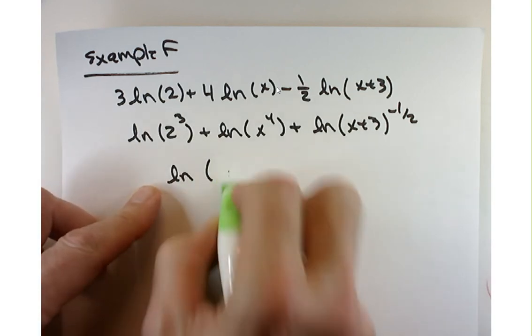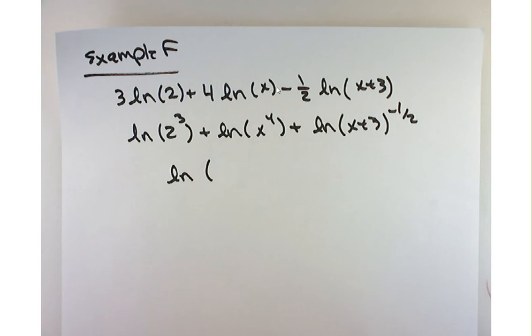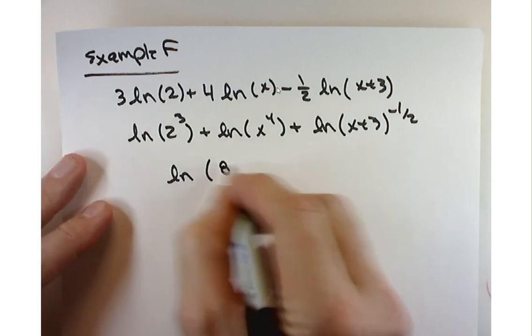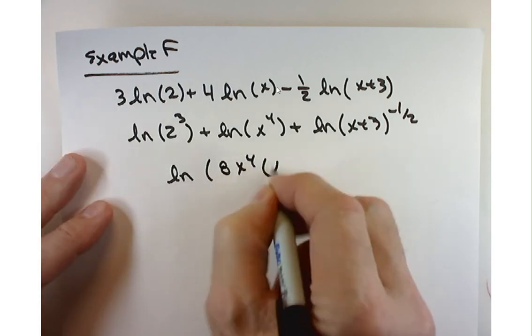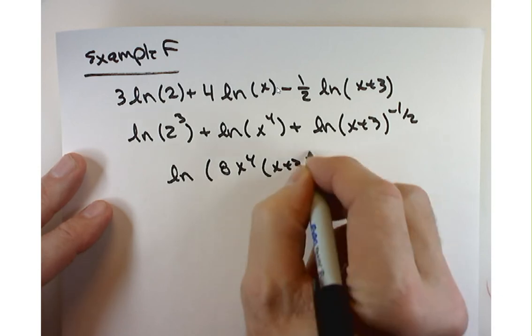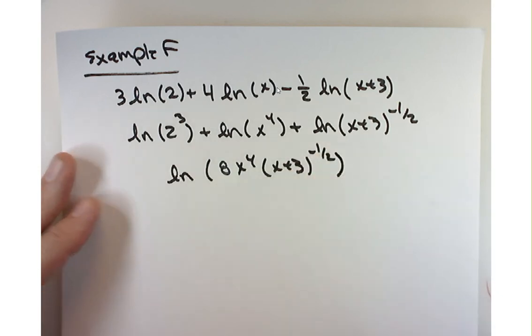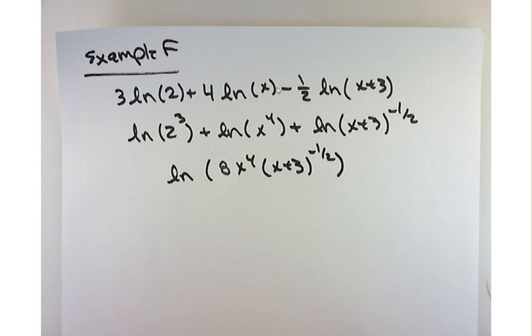So I'm going to write this as 8 times x to the 4th times (x plus 3) to the -1/2. If all WebAssign is asking for is for you to write it with one logarithmic term, you're done. But on the exam, I'm going to ask for a little bit more. I'm going to want you to write it with positive exponents.